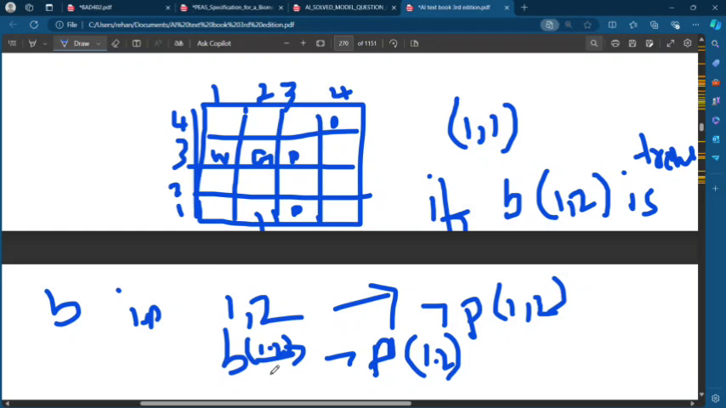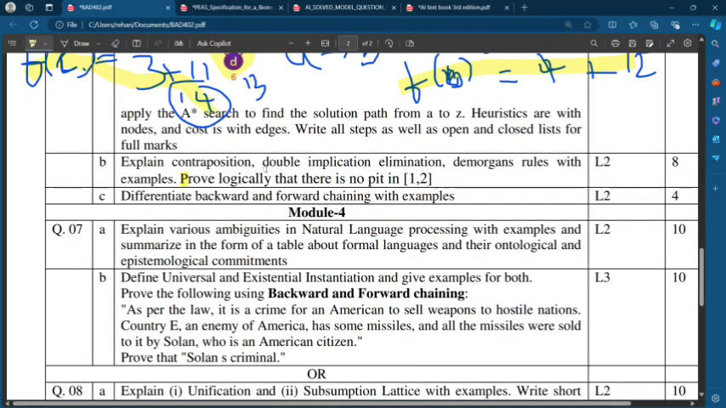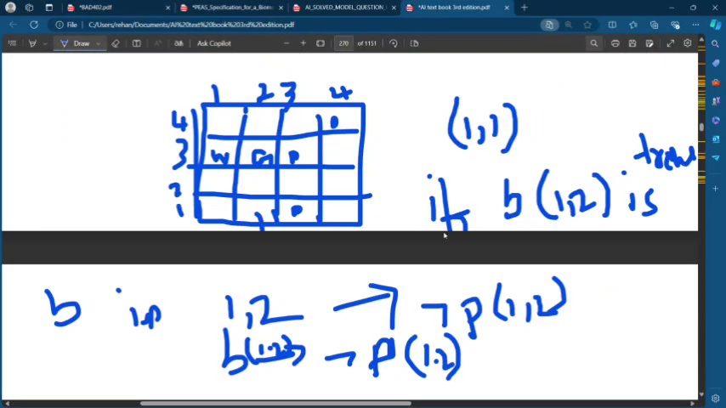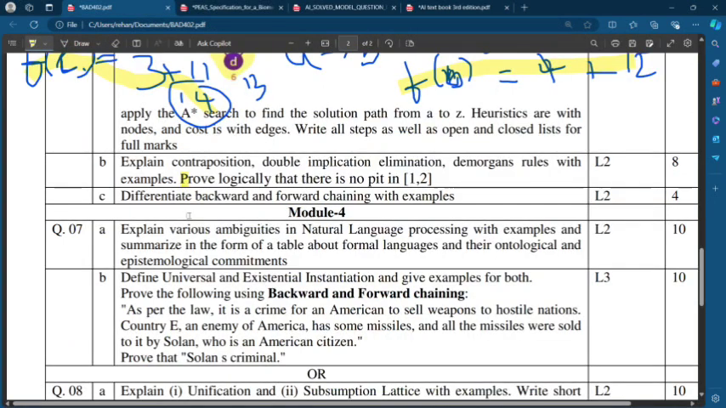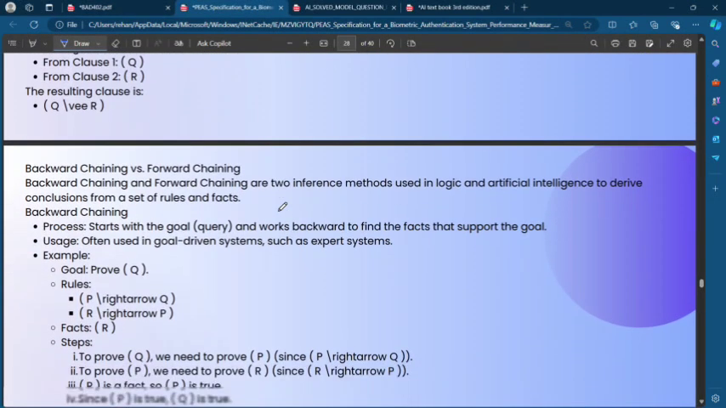Okay, I understood. Like this, you can simply write and leave, because it has asked for 8 marks, right? Suppose this is 2, 2, 2, which becomes 6, so the remaining 2 marks. This much is more than enough to explain for 2 marks. Then differentiate backward and forward chaining with example, which was actually written here.